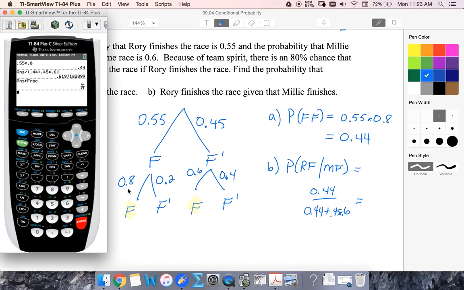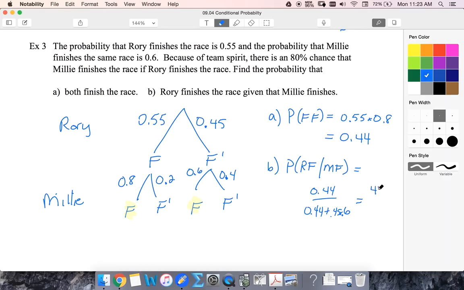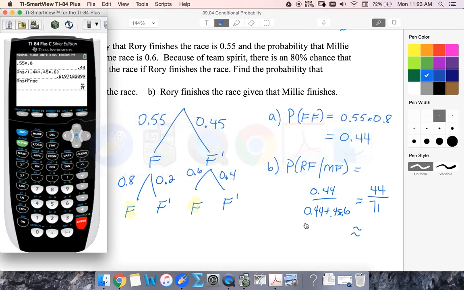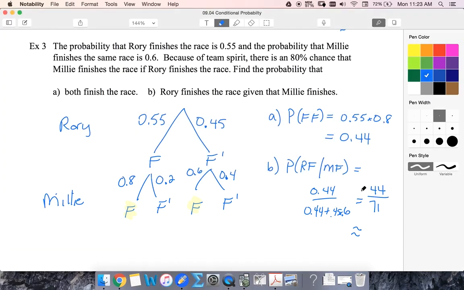All right, it does. So we can either leave it exact, which is 44 out of 71, or we can approximate this to 0.620 to 3 significant figures. All right, so there we go.